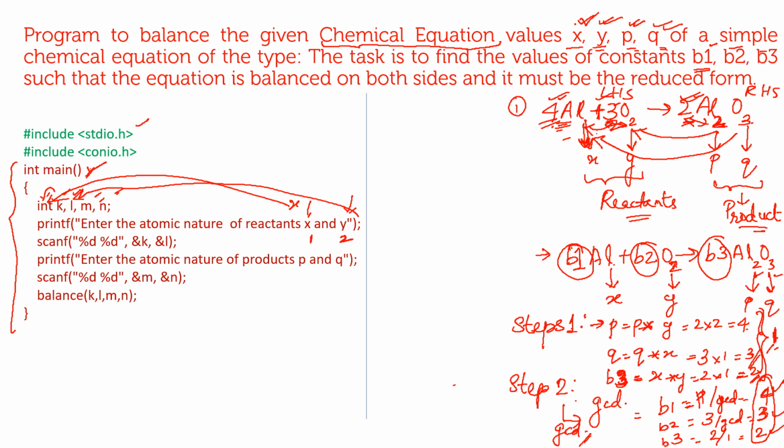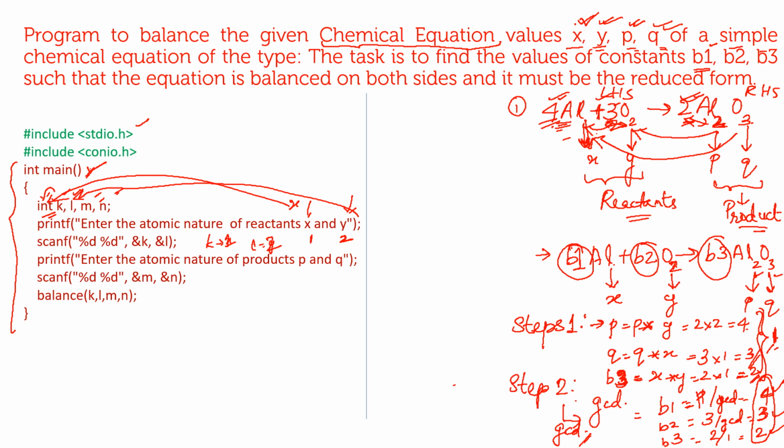scanf, percentage d. Why percentage d? Because it is integer. So the format specifier is percentage d comma ampersand k ampersand l. It will go and store in the memory location of your k and l, address of your k and l. So k will have your x value and l will have your y value. Ultimately k will be 1 and l will be equal to 2. Clear?